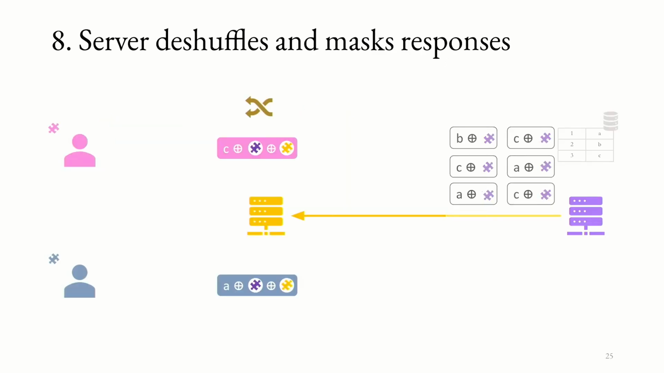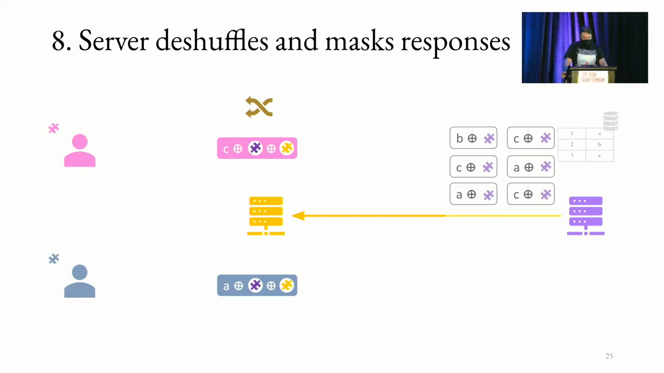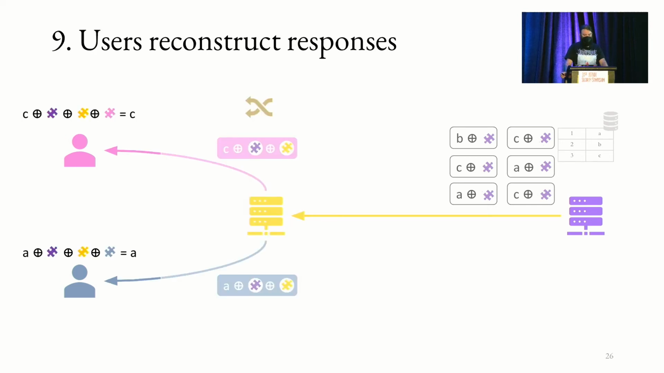The last server sends the masked responses back to the previous server, and that server deshuffles them and removes the responses that correspond to the noise it added earlier on. Then the server XORs the remaining responses with the masks it previously stored and sends them back to the respective users. And finally, each user applies its own mask and reconstructs the desired output.